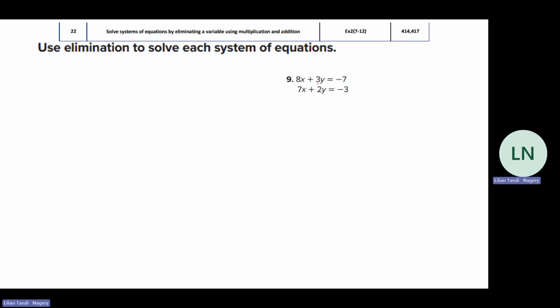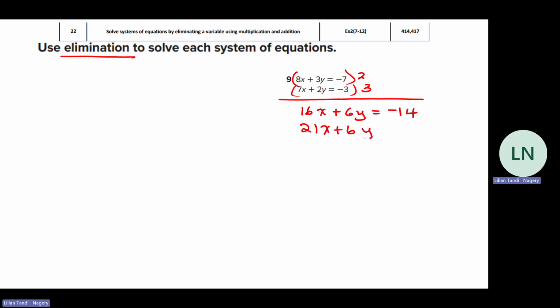Oh, I will use y because y has the small values. So put parentheses. Why am I putting parentheses? Because I don't have a harf that has the same rakam. And Su'al told me to do elimination. So I will do here 2, I will do here 3. So what is my new equation? 16x plus 6y equals to negative 14. 21x plus 6y equals to negative 9.